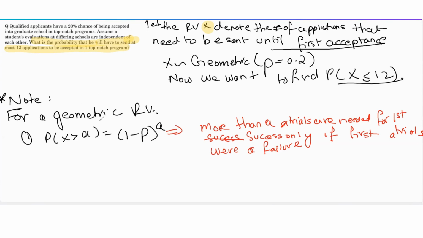So because they're all independent of each other, that's why we're just multiplying the probability of failure of all the 8 trials, and that results in (1-p)^a. The key thing to understand here is that you need more than 8 trials for the first success if the first 8 trials were a failure.